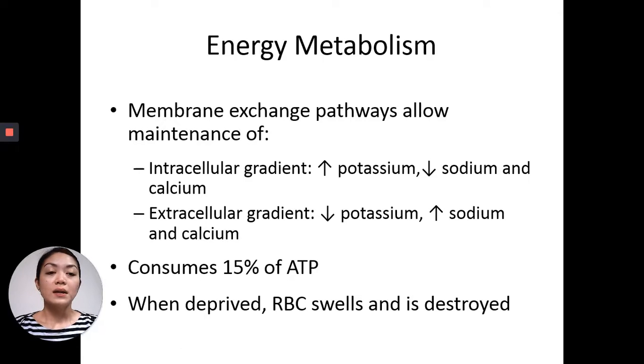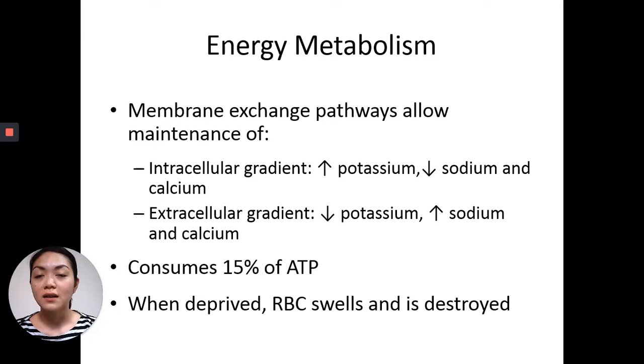Okay, so what about the membrane exchange of cations especially? Just take note, the purpose why we need pumps to transfer or transport cations into and out of a red blood cell is for it to maintain what you call a gradient. It's the electrochemical gradient. So take note of the gradient.